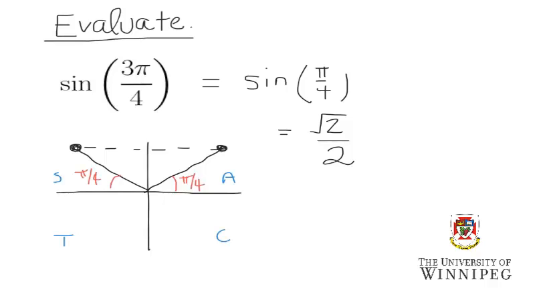The CAST rule allows us to double check to make sure that the sign of our final answer makes sense. Since we're in quadrant 2, by the CAST rule, I know that the sine function is going to be positive inside of this quadrant. That means when I go through and evaluate sine of 3 pi by 4, I expect my final answer to be positive, which it is.